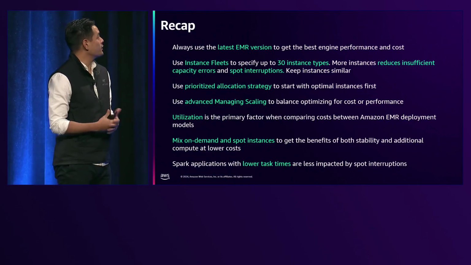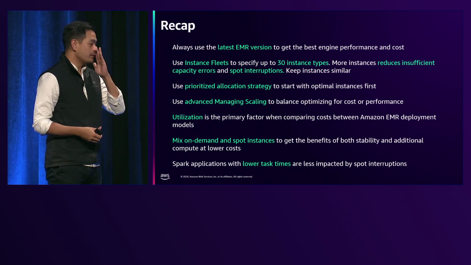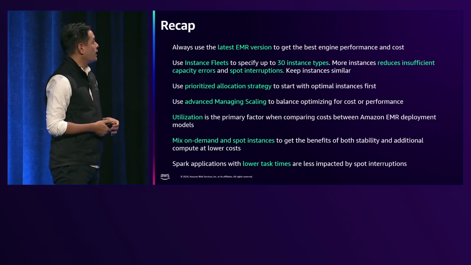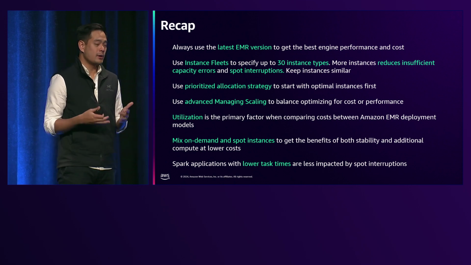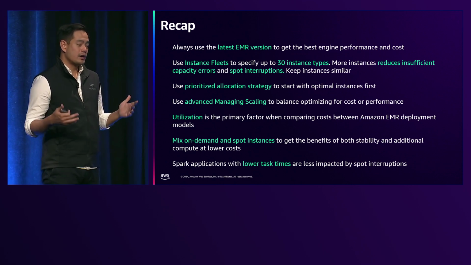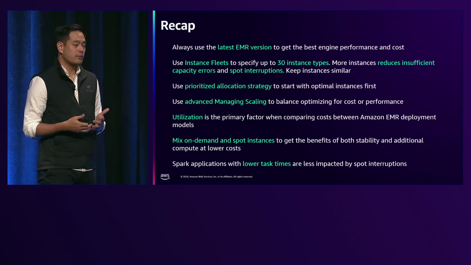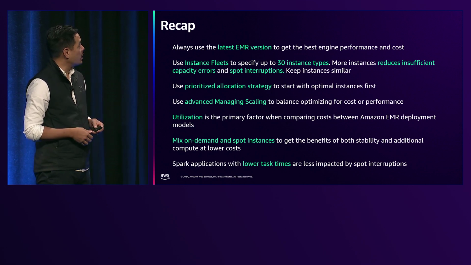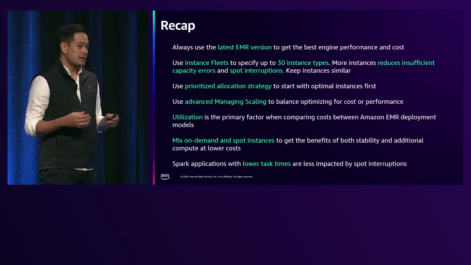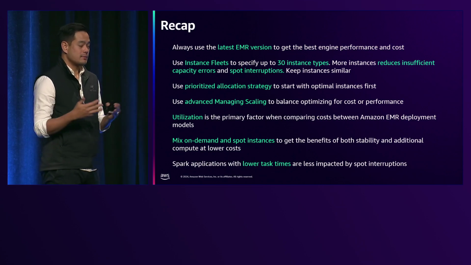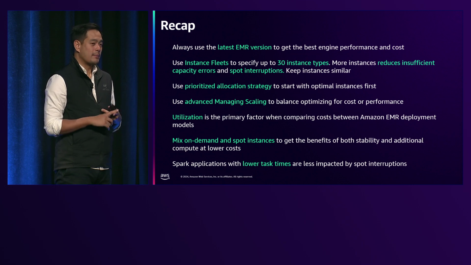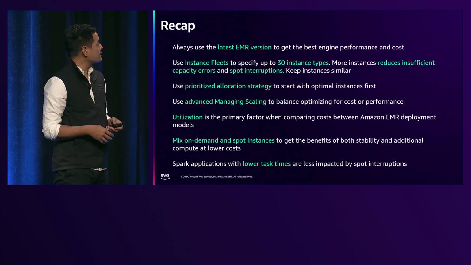Cool, thanks, Aaron. Okay, so quickly, just to close, a summary of some of the key learnings and takeaways from our talk. The first is always use the latest EMR release and version. We're constantly working on trying to improve the performance of our runtimes and engines, and those typically will go to the latest version of EMR. Use instance fleets to diversify across as many different instances as possible. This will give you the best possible outcome from a capacity perspective as well as costs.